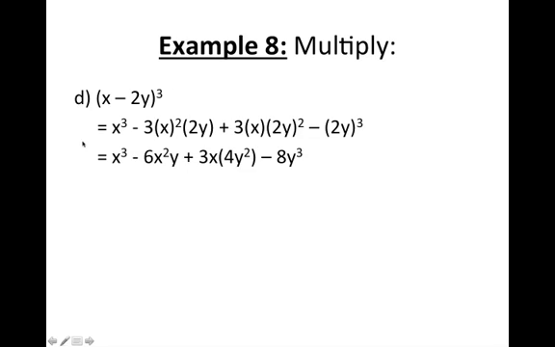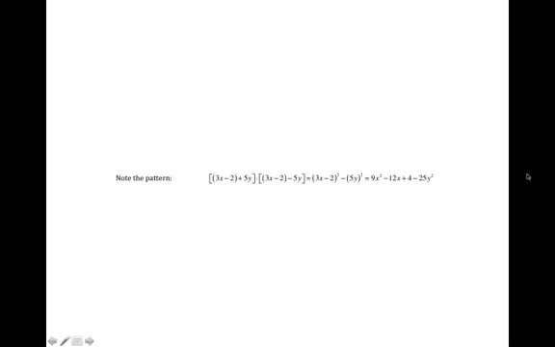And then we simplify. X cubed minus, let's see, that's 6x squared y. We need to square this, so that's 4y squared, and we'll have to simplify one more step here. And then minus 2 cubed is 8 times y cubed. We still need to do our 3x times 4y squared, and so that gives us 12xy squared. And we are done because we don't have any like terms. So we are done multiplying.